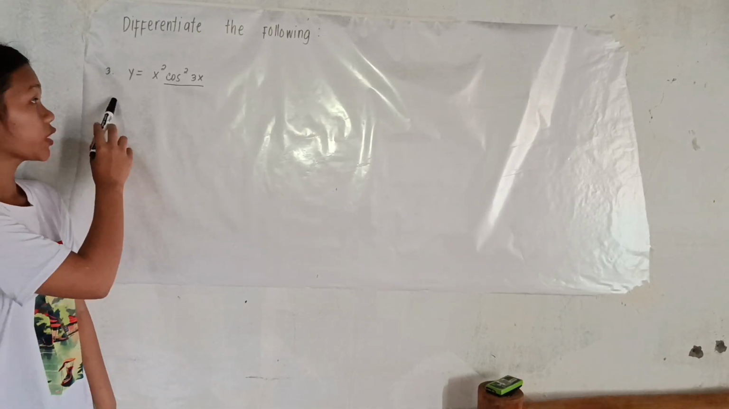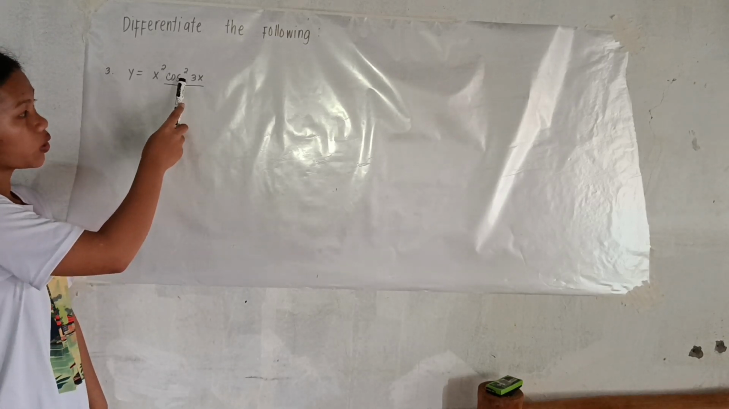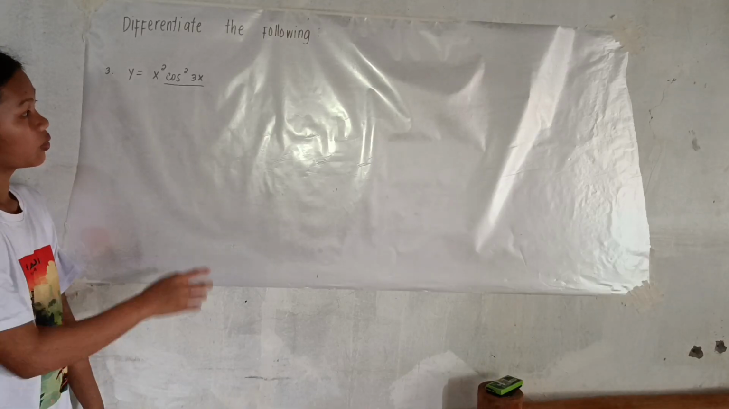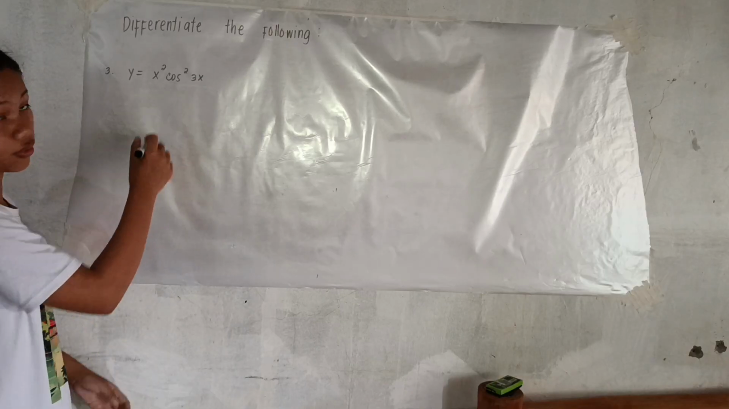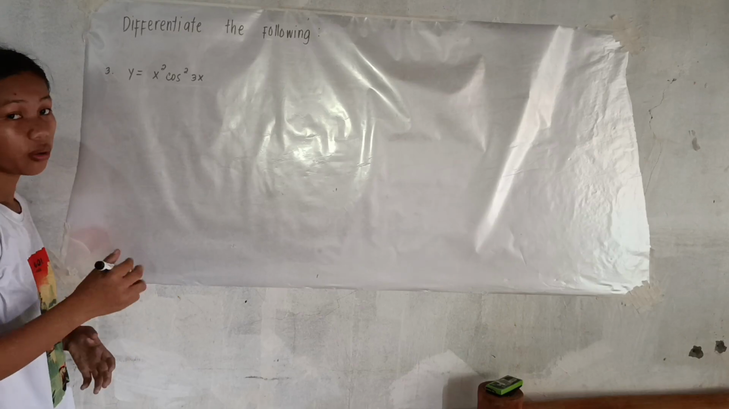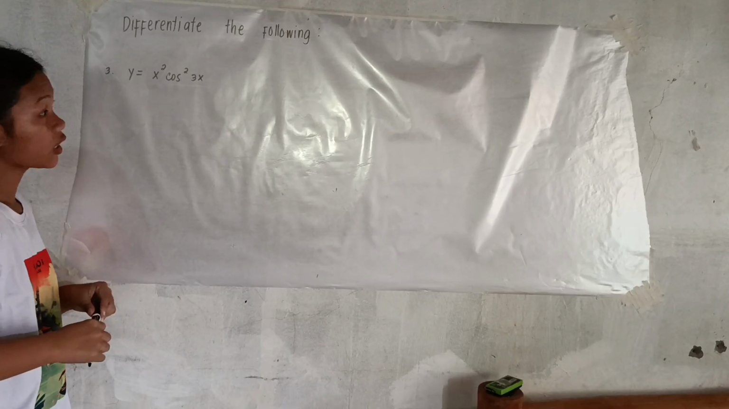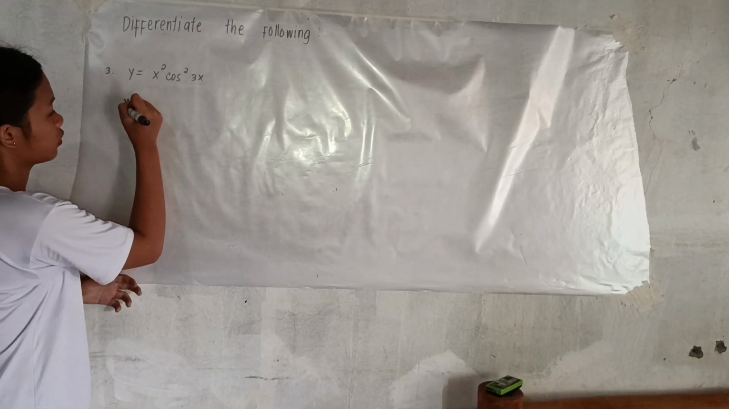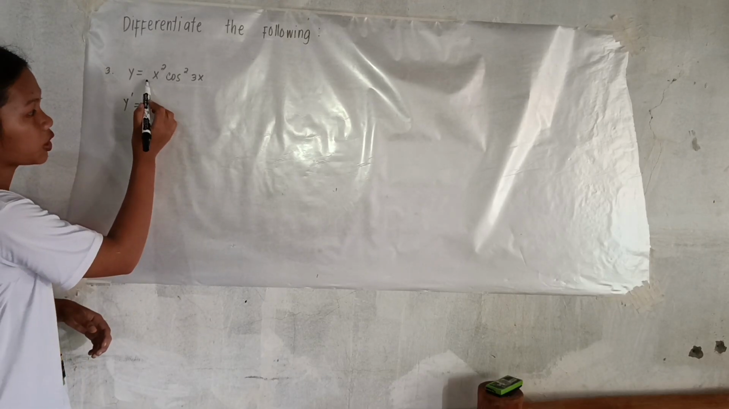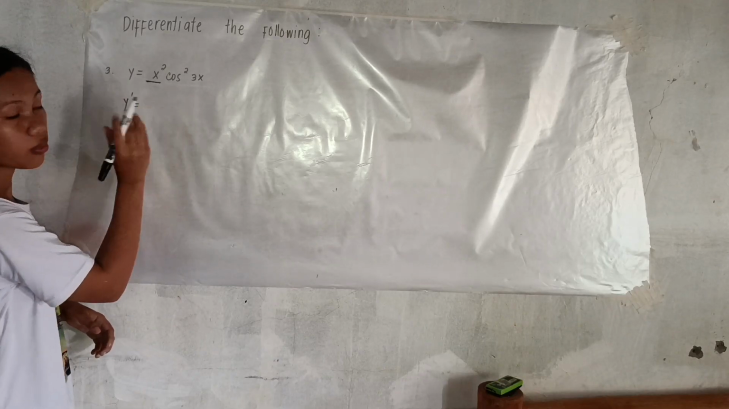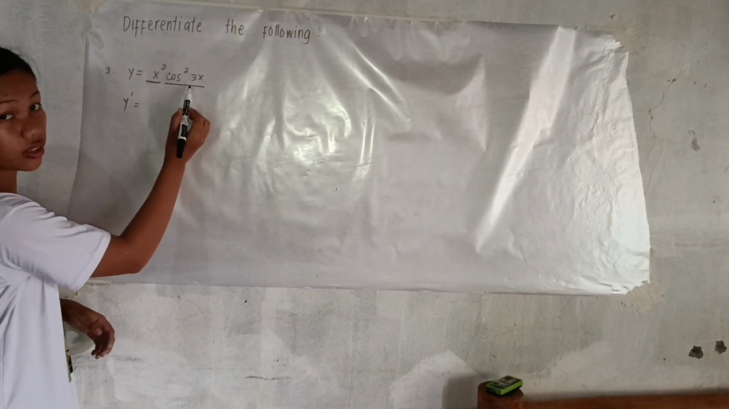So, for number 3, we have the function y is equal to x squared cosine squared 3x. As you can see, it involves two functions, so the rule we apply is the product rule. Finding the first derivative, we need to be careful with the product rule. The first term in this function is x squared, and the second term is cosine squared 3x.